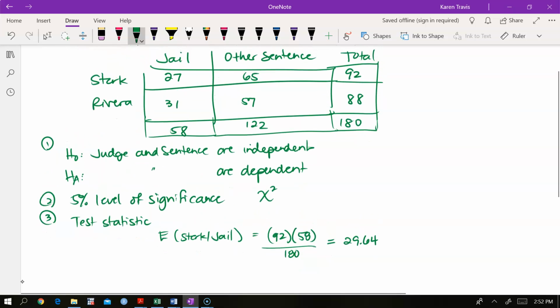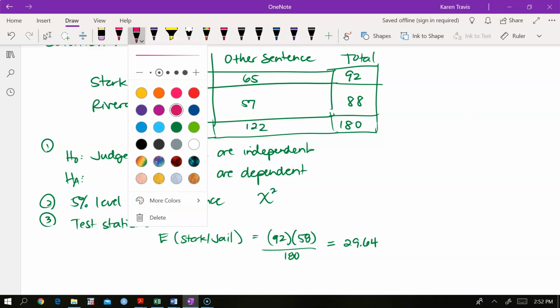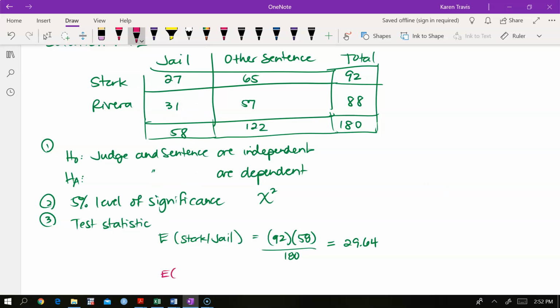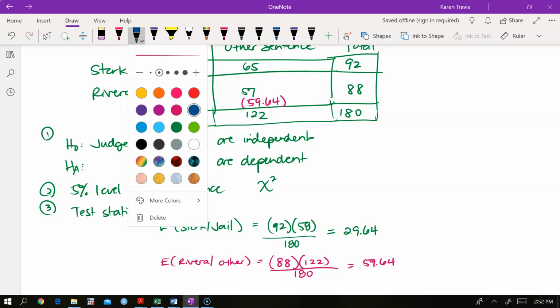29.64. Let's do one other one. Let's do the expected value for Rivera and other. The row total is 88, column total is 122, but it's also out of the whole sample, which is 180. So that's going to be 59.64. So you might like writing them in the box that they belong to.